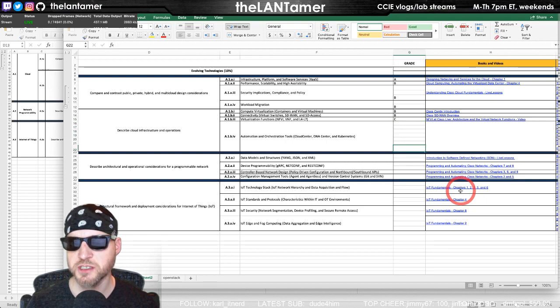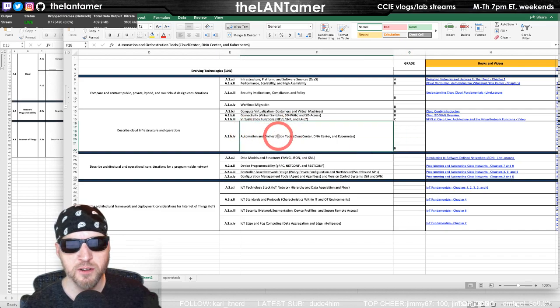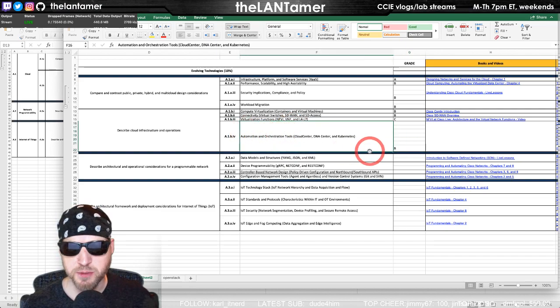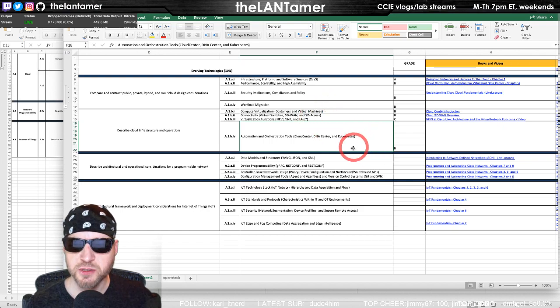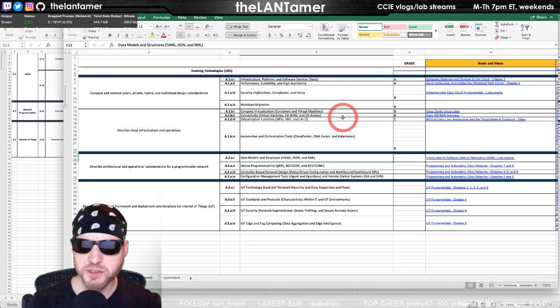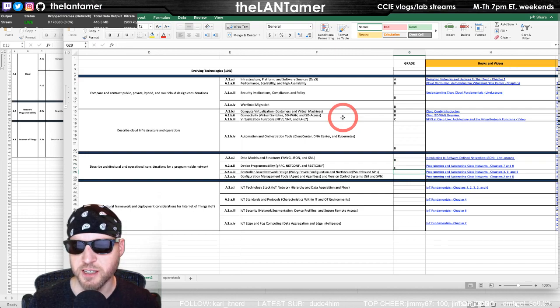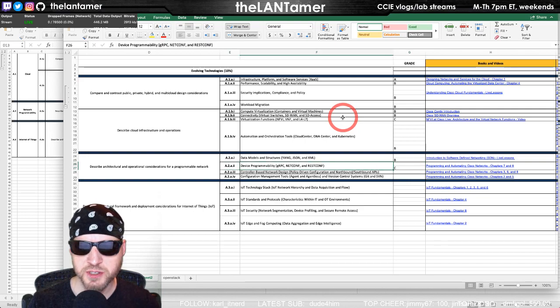Automation orchestration tools, this is what I was talking about. I'll give myself a B. I feel solid on automation orchestration in Azure, for example. I know what tools to use there, but Cisco has these tools that I know very little about. And obviously they want you to learn the Cisco tools. Data models and structures, I give myself a B. Programmability, C on that, just because I don't know what gRPC is.